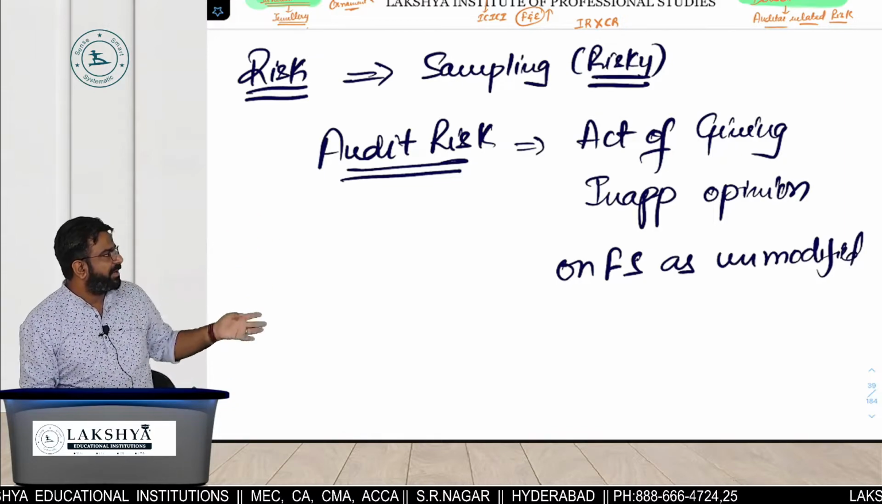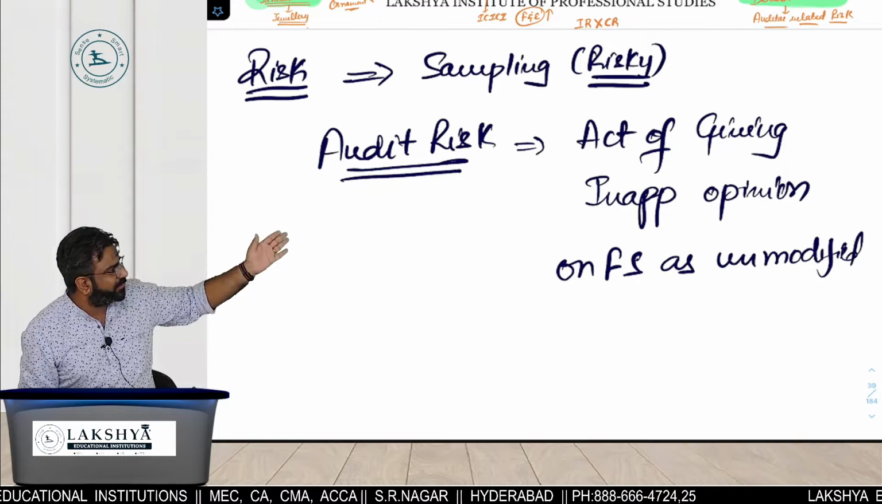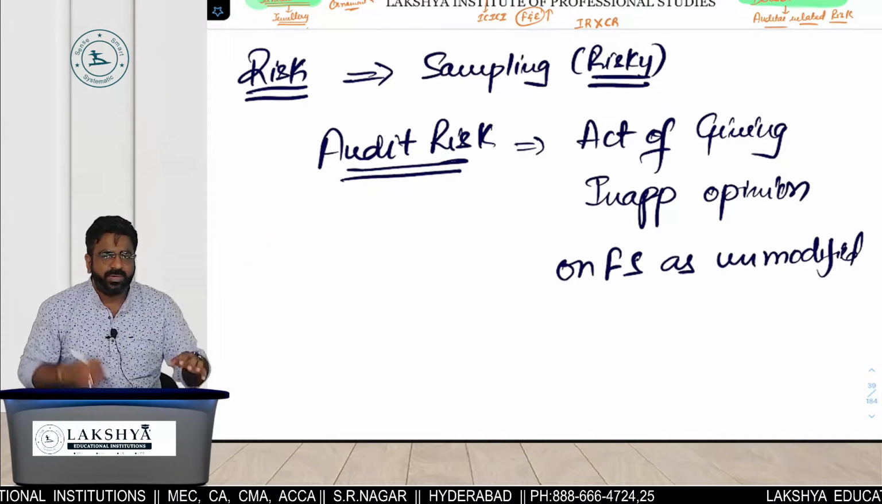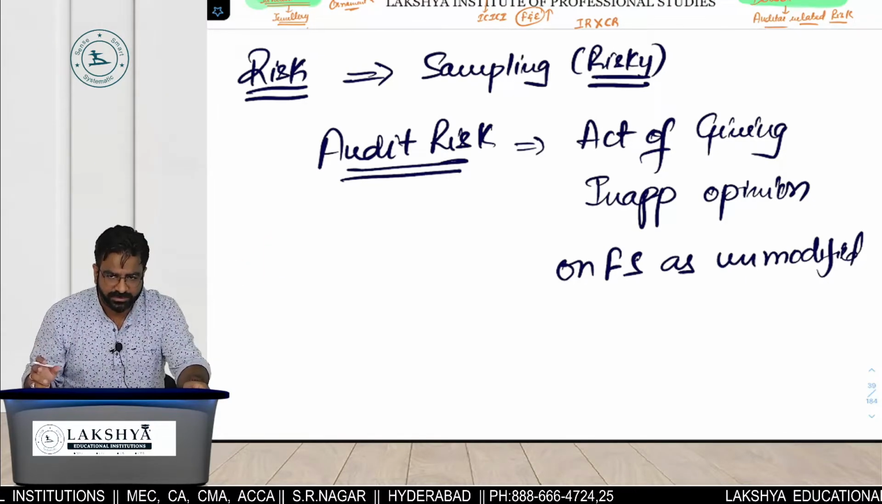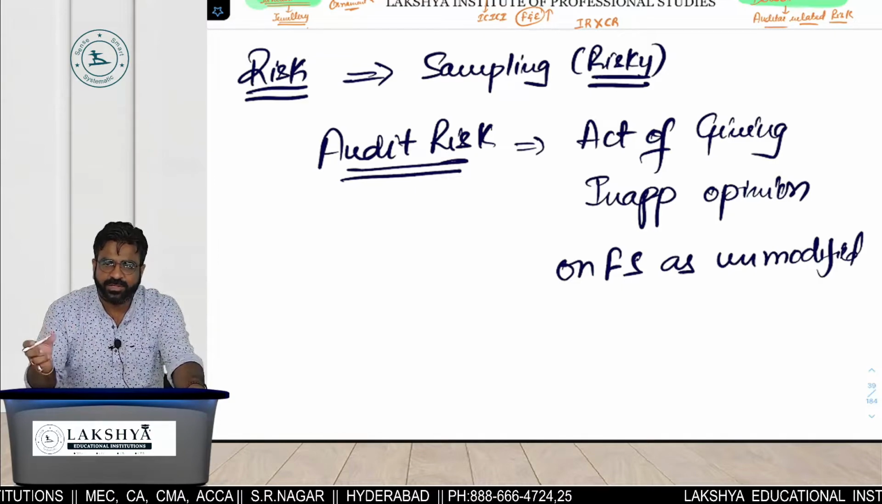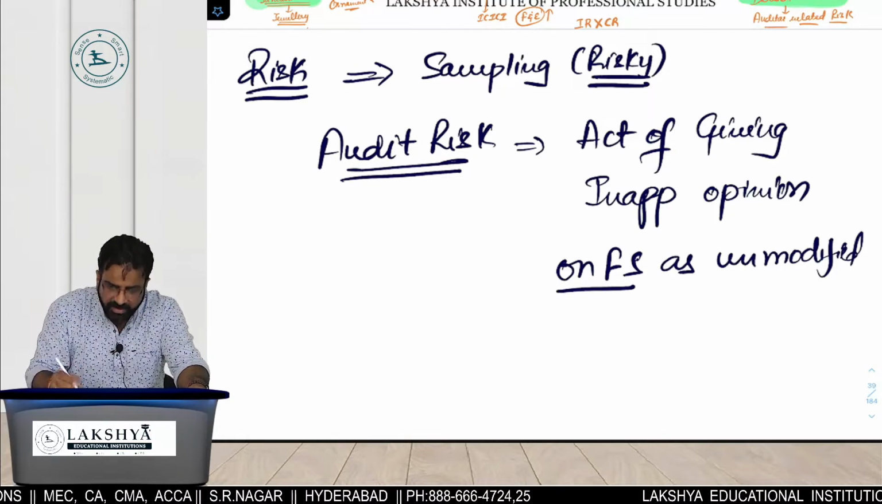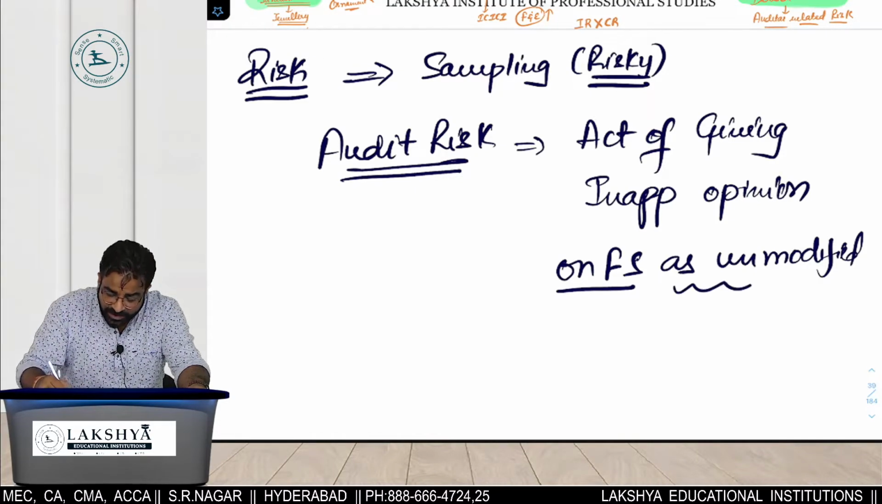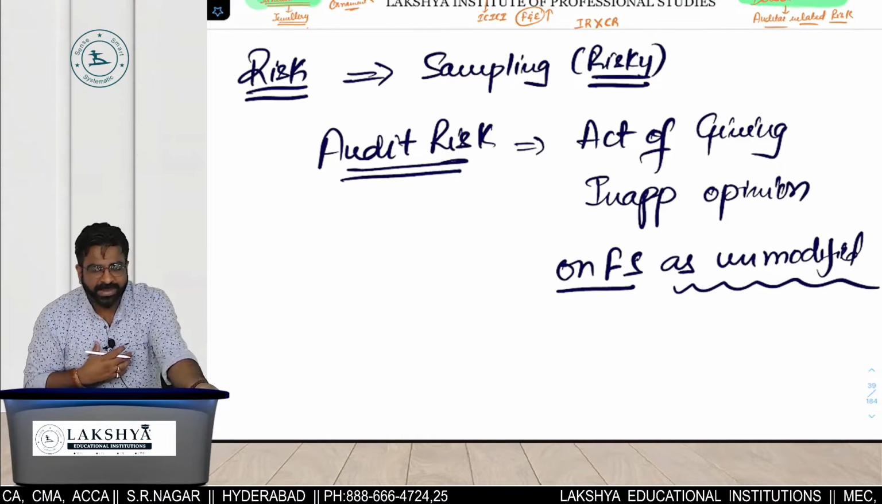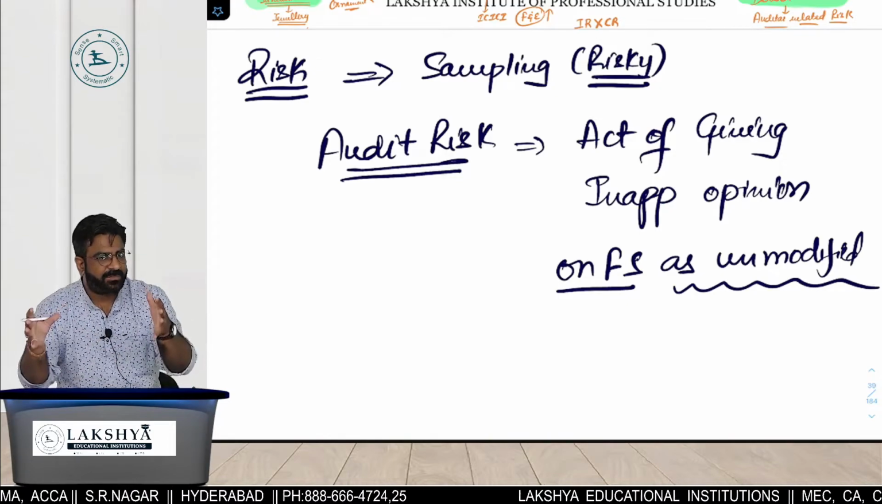What do you mean by audit risk? It's an act of giving the which opinion? What do you mean by inappropriate? Wrong. It's an act of giving a which opinion? Wrong opinion. On what we are giving? Finance. As what I am giving? Unmodified. मतलब मैंने एक फाइनेंशियल स्टेटमेंट के ऊपर ओपिनियन दिया.